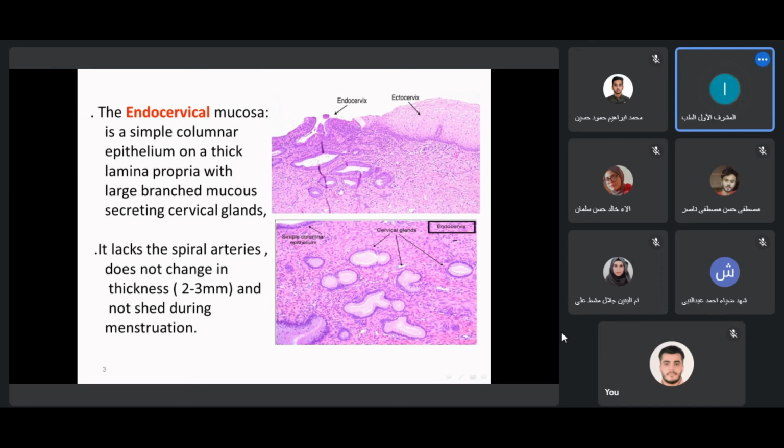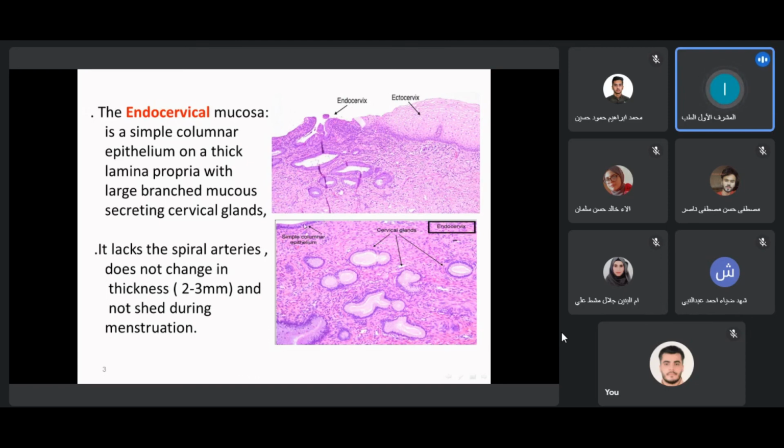The characteristic feature of the cervix that differs from the uterus is that it lacks the spiral arteries. We said the spiral arteries are hormone sensitive, and their responsiveness to changes in hormones leads to the cyclical changes and menstruation. Therefore, the cervix does not change in thickness and does not shed during menstruation. Thickness average is about 2 to 3 millimeters.